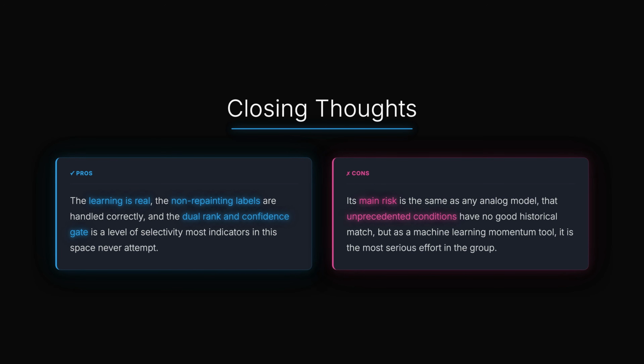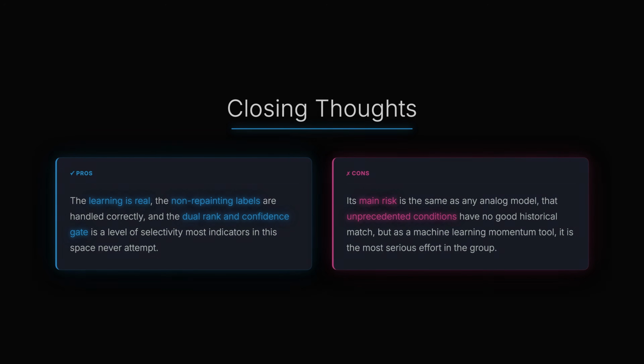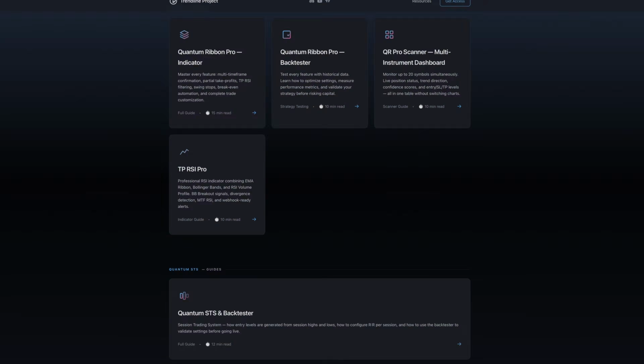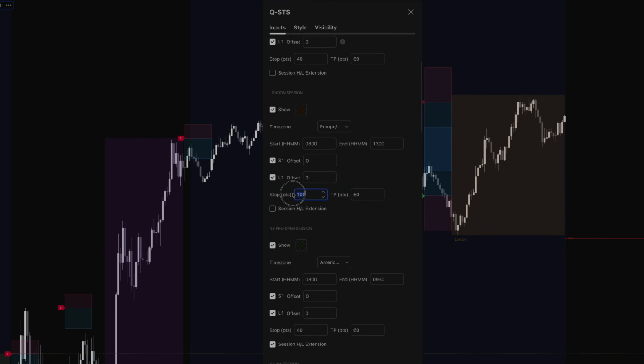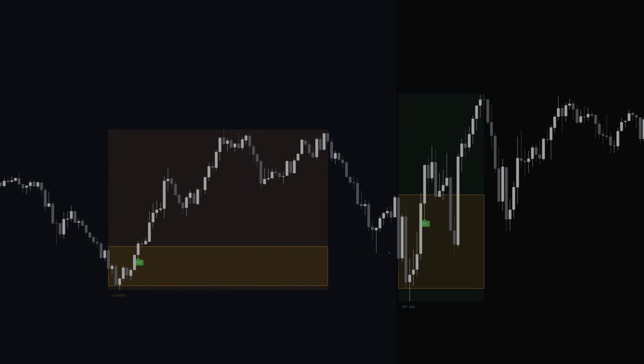Its main risk is the same as any analog model, that unprecedented conditions have no good historical match. But as a machine learning momentum tool, it is the most serious effort in the group. A real model doesn't automatically mean a real edge, and a couple of these prove it. Try them yourself and tell me in the comments which one earned its label.